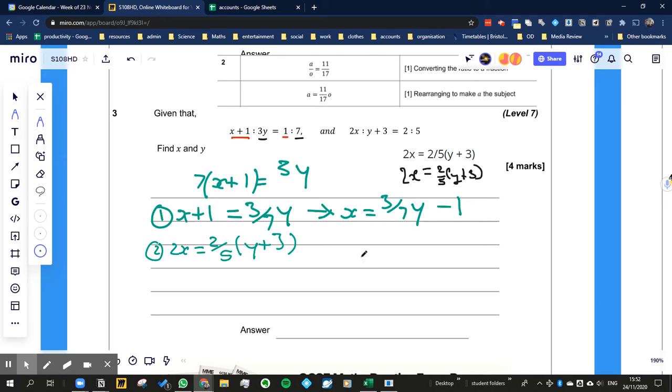Minus 1. Now, if that's what x is equal to, then in equation 2, instead of writing x, I can just write that. So in other words, instead of writing 2x, I write 2 times 3/7 y minus 1. And then I write the right-hand side of the equation, 2/5 y plus 3. Now we have an equation with only one unknown, and so in theory, we can solve it.